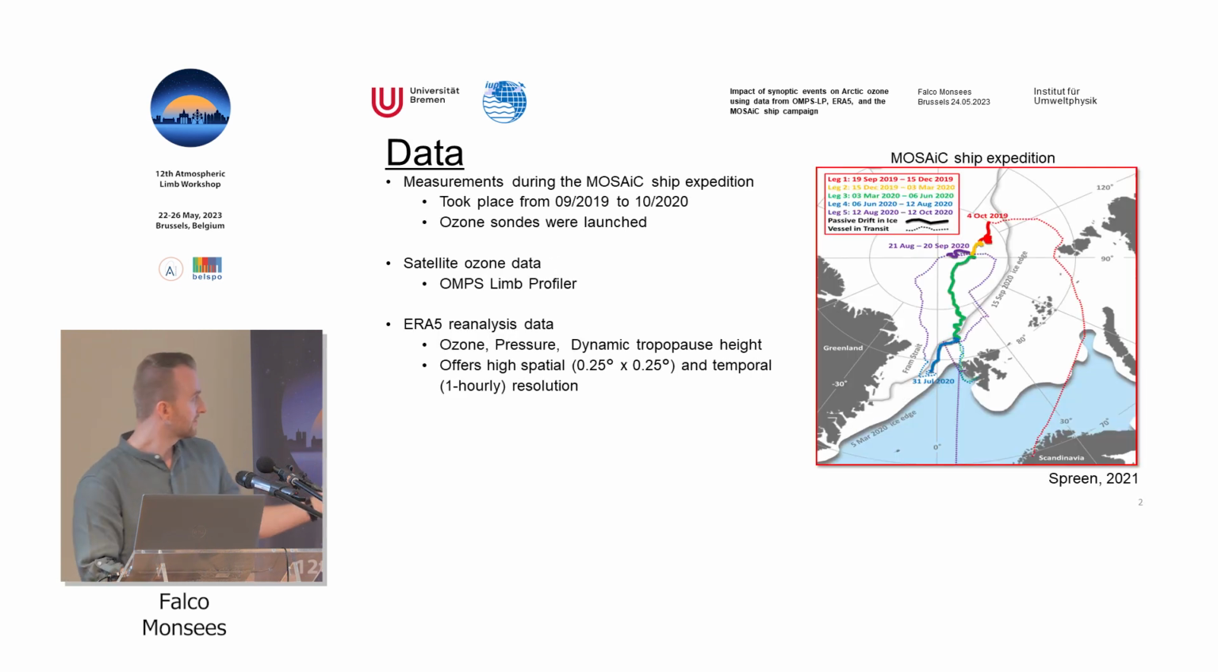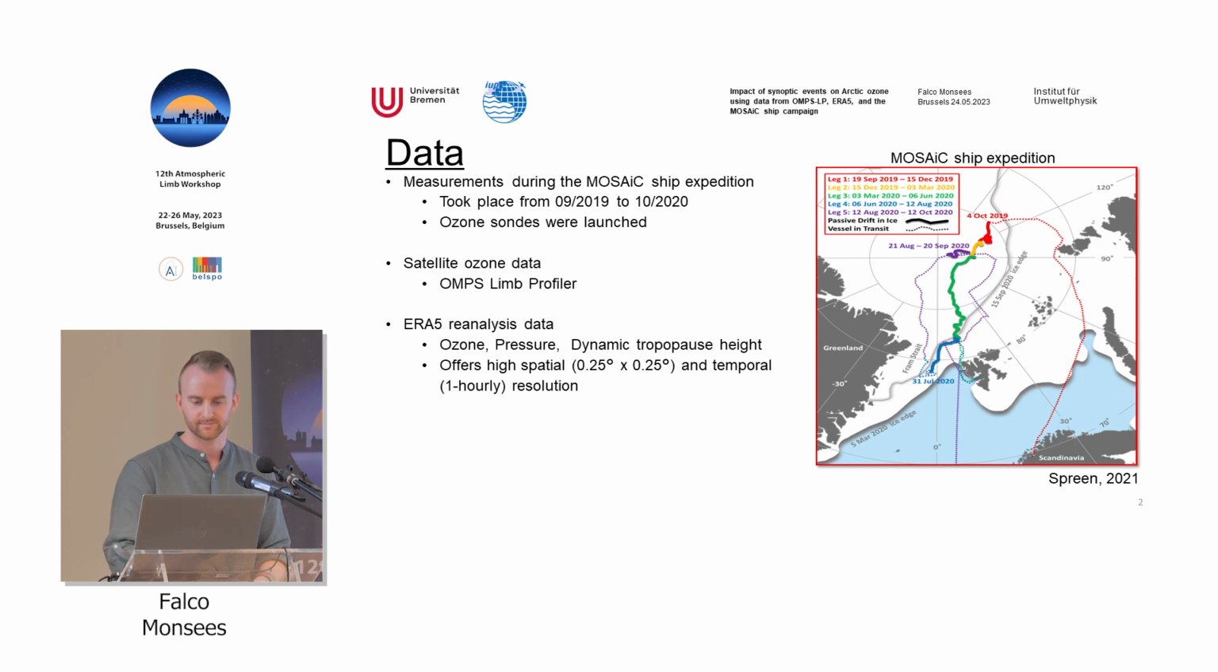The data we are using were from the MOSAiC ship expedition, which started in September 2019 and lasted until October 2020, with the goal to gather a lot of data in the Arctic region with radiosondes. For the satellite data, we were using the OMPS LP profiler that you all heard a lot about in the last few days. And for the model data, we are using the ERA5 data because of the high spatial and temporal resolution.